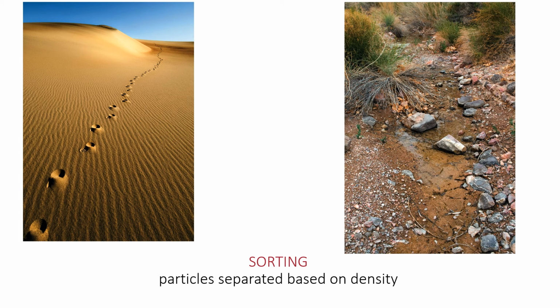Then sorting, the particles will be separated based on the density of the particles. So here we see that the sand has been sorted and most of the particles are the same size. So we've got very good sorting here, and the particles are small. And here in this stream, we've got different sizes of these particles, but we see that most of the sizes are much larger than what the wind would be able to carry. It would have to be a hellacious wind to be picking up rocks this size, wouldn't it?